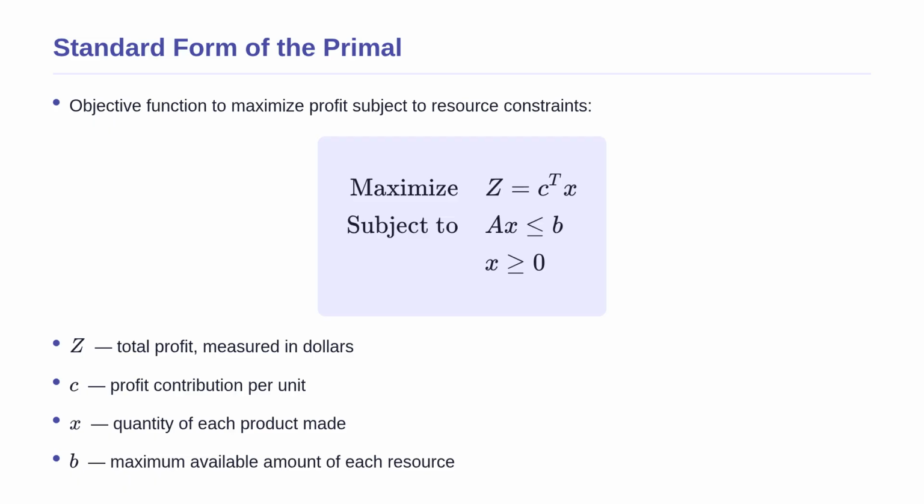In this formula, Z represents the total profit in dollars. The vector C represents the profit contribution per unit, and X is the quantity of each product we decide to make. The matrix A represents how much of a specific resource is consumed, and the vector B represents the maximum available resources, like the total kilograms of flour. If the available resources in vector B increase, we loosen the constraint, allowing our production X to potentially grow larger, which increases our total profit Z.